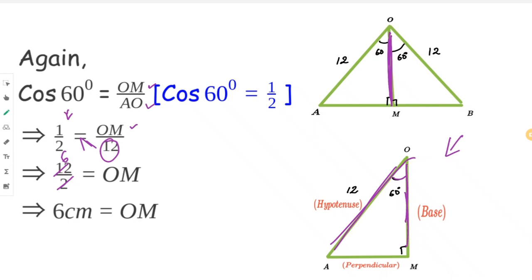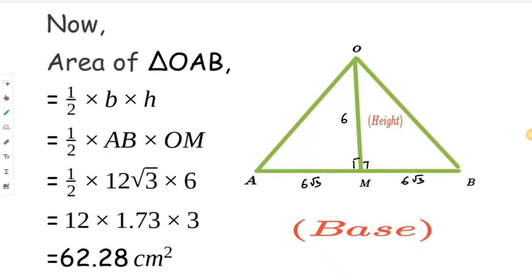Now I know the base and I know the height, which means I can directly put it in the formula, half base into height. Remember this is the base, I already got the value: 6 root 3 plus 6 root 3 equals 12 root 3. The height we just found is 6. So simply putting in the formula, half base into height, the base is 12 root 3 and the height is 6. 2 sixes are 12. You just have to multiply these. Then I'm going to get the area of this entire triangle to be equal to how much?